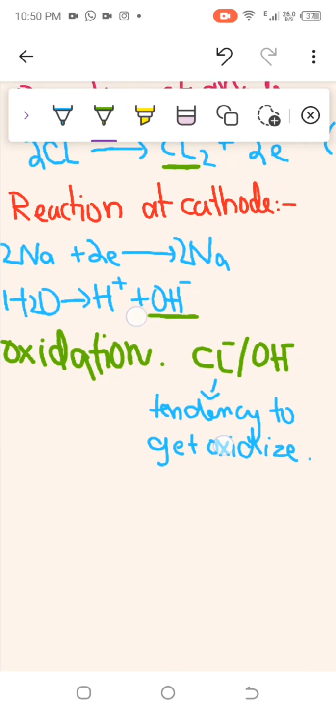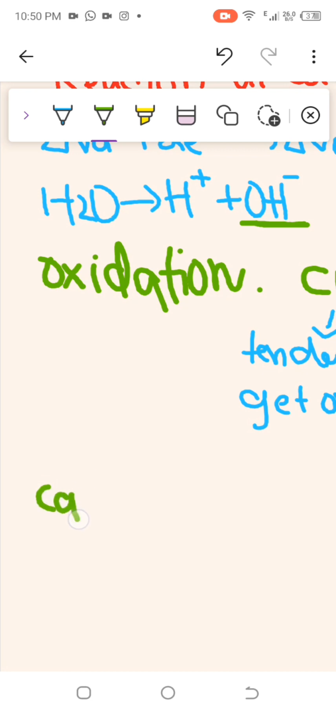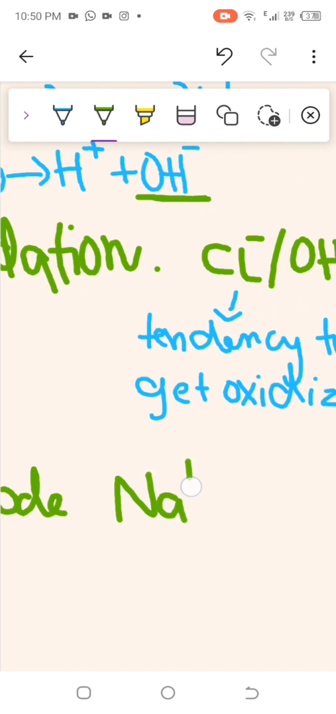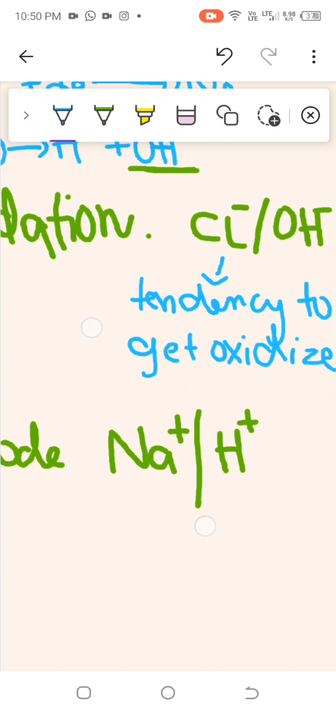Same at the cathode. At the cathode, in the reduction, we have Na positive and H positive. They are both elements which will be attached to the cathode. Now we will see where the reduction will be greater. For this we will again see the tendency, the reduction potential, which one is higher.